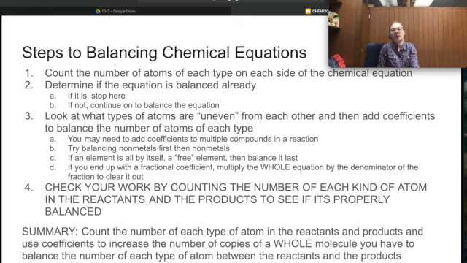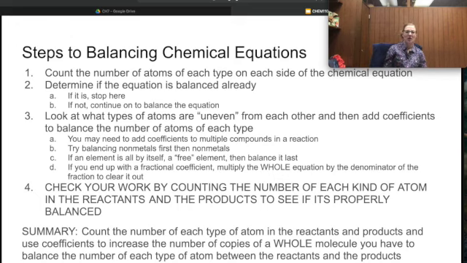If the equation's already balanced, stop. There's no reason to continue on. Don't pass go, don't collect $200, go directly to jail, stop. No, I'm totally kidding. If it's already balanced, you just don't have any more work to do. However, if you count the number of atoms of each type on both sides of the chemical equation and see that they are not equal, you've got to continue on to balance the equation. From there, we look at which types of atoms are uneven, and we add coefficients to balance the number of each type of atom.